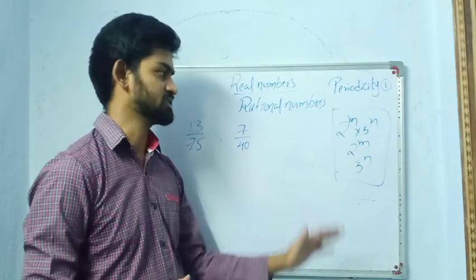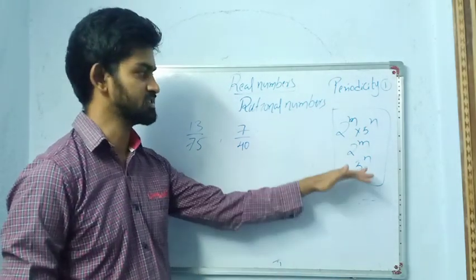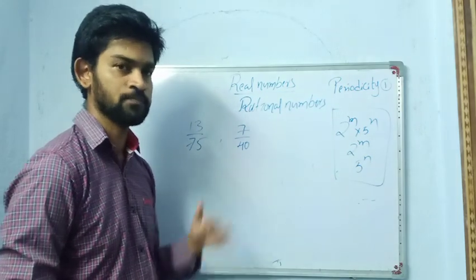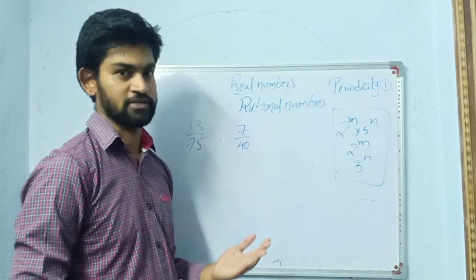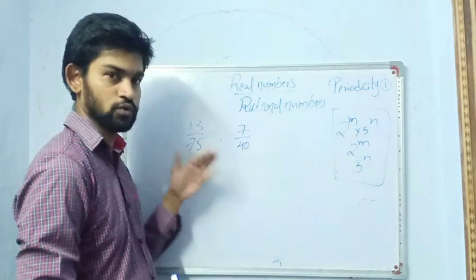If any other number exists in the denominator, other than these numbers, then it becomes a non-terminating decimal expansion. Now we'll see how to do this practically.